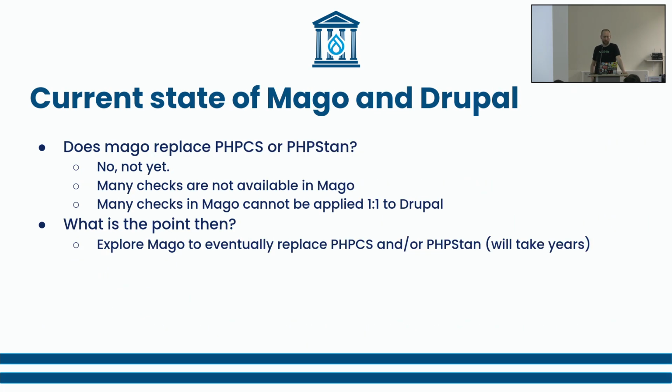What's the current state of Mago? Just to repeat, does Mago replace PHPCS or PHPStan? No, not yet. It probably will take years until we get anything close to there, but I want to explore it more just because it runs so fast. Many checks, as I said, are not available in Mago. Many checks cannot be applied one-on-one to Drupal, so we need to make exceptions for that, which apply to all Drupal sites. And then the question really becomes, what's the point? As I said, I would like to explore it and eventually replace it, but it will take a long time.